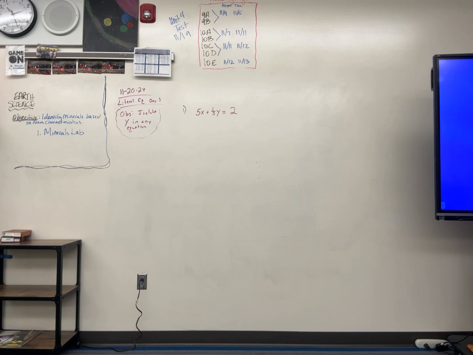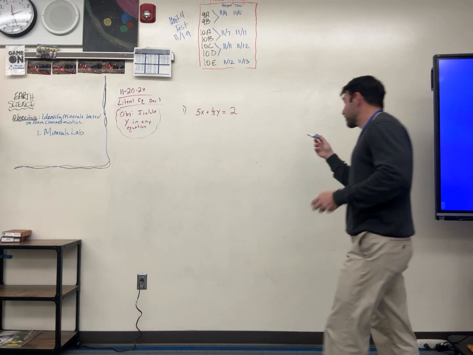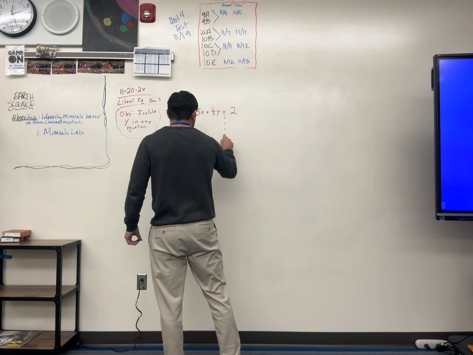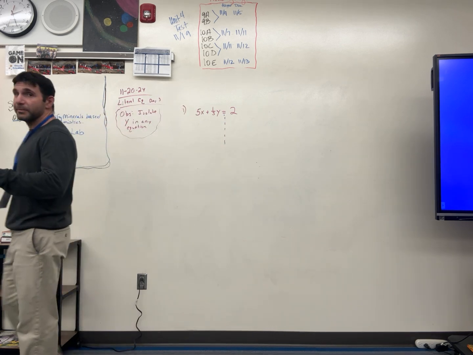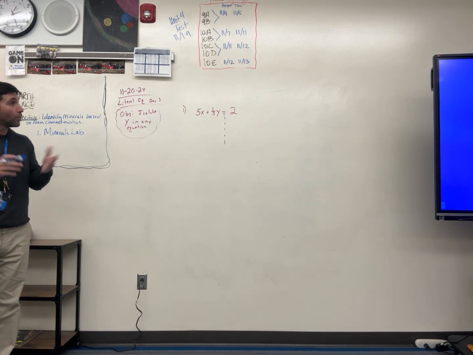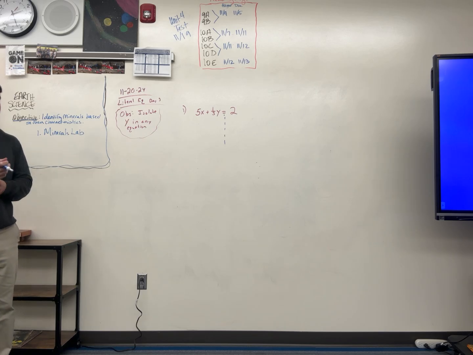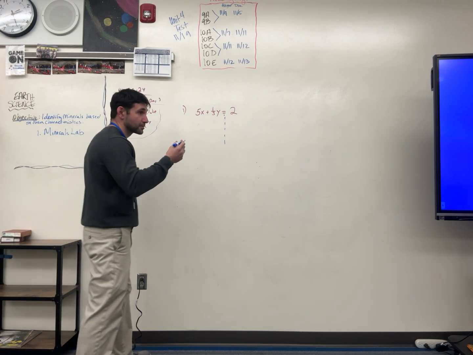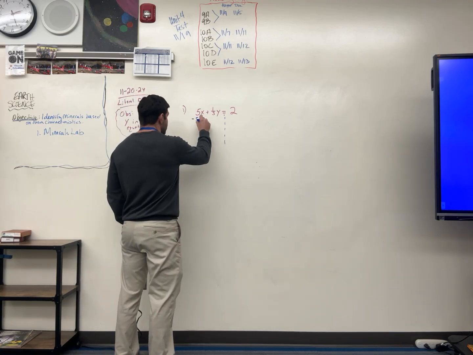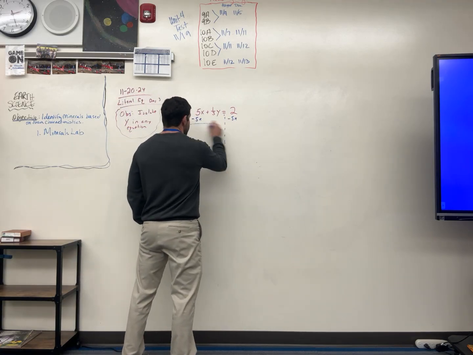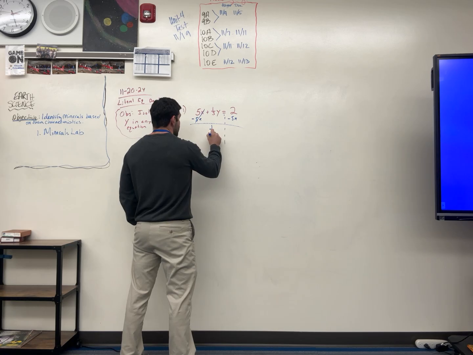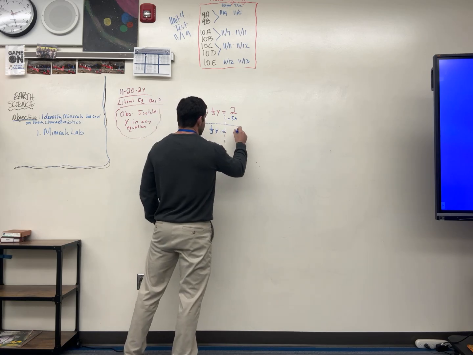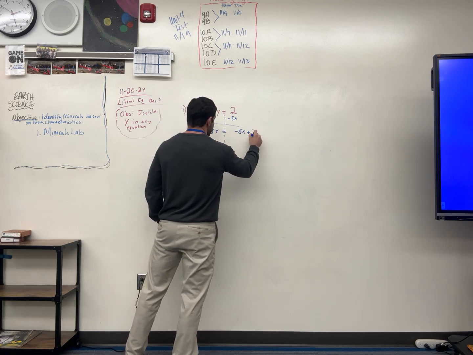Okay, so nothing is different about this problem whatsoever. We solve it the same exact way. What do we move first, Violet? The 5x. How do we move the 5x? You subtract it. We subtract 5x from both sides. So that leaves me 1/3 y equals negative 5x plus 2.